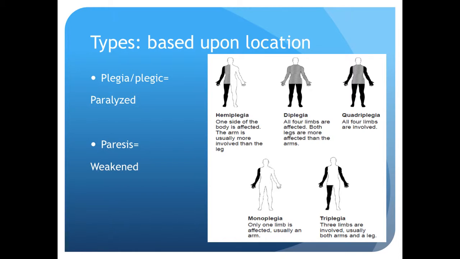Hemi is when one side of the body is affected. Di is all four limbs, but the legs are more affected than the arms. Quad is all four. Mono is just one limb. And tri is three.